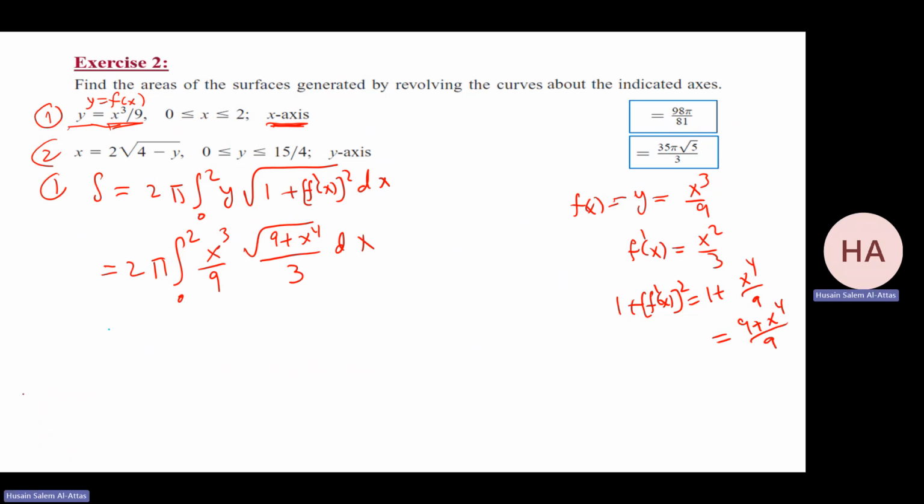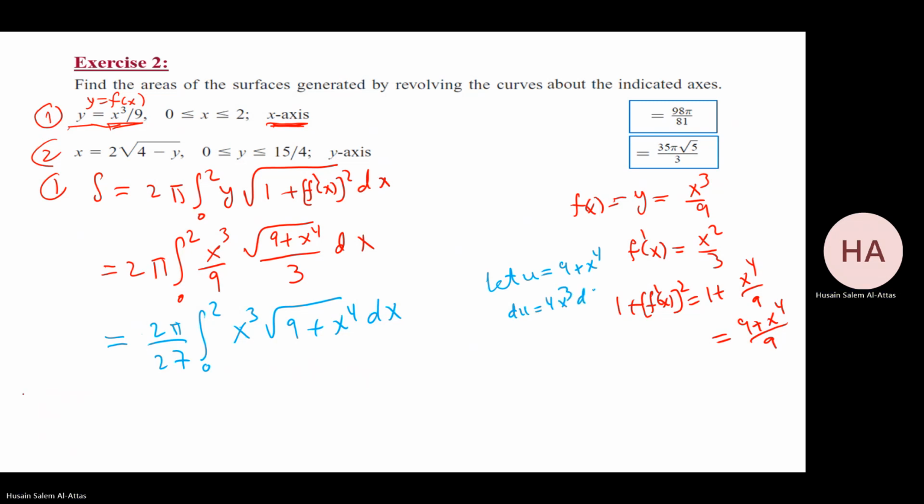Now it's just a matter of integral. That will be 2π over 27 integral from 0 to 2 of x cubed square root of 9 plus x to the power 4 dx. Okay, so I let u equal 9 plus x to the power 4, du will be 4 x cubed dx. I need the 4 and 1 over 4. So that will be π over 54, and I have 4 there.